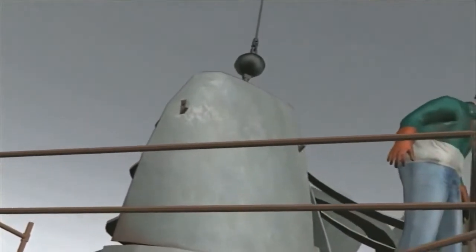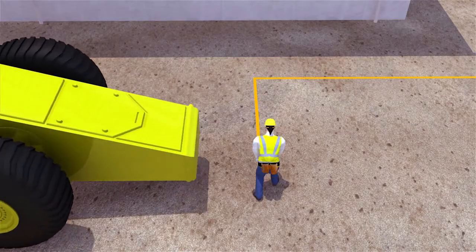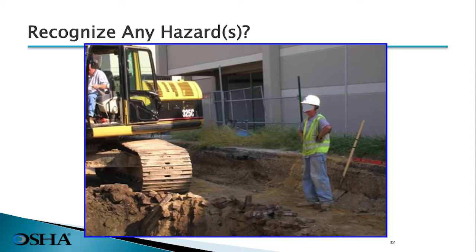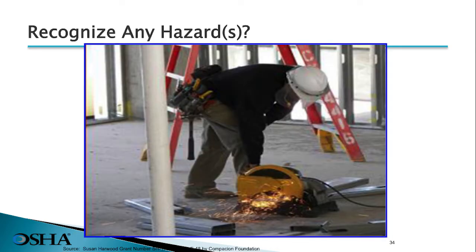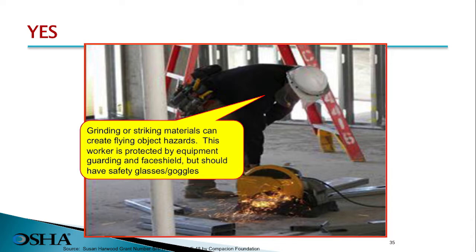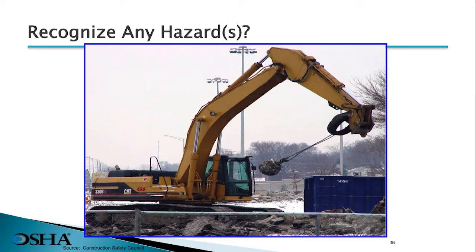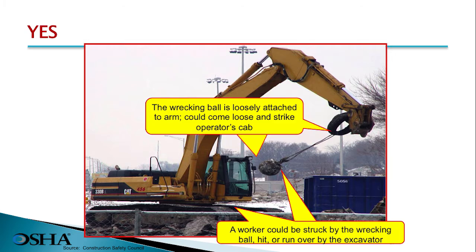The primary causes of struck-by fatalities include falling objects, vehicle or equipment strikes, or being struck by flying objects. Do you recognize any hazards? We need to avoid struck-by hazards by not working within the swing radius of any heavy equipment. Do we recognize any hazards? Grinding or striking materials can create flying object hazards. This worker is protected by equipment guarding and a face shield, but should also have safety glasses. Are there any hazards on this job site? Of course there are. The wrecking ball is loosely attached to the arm and could come loose and strike the operator's cab.